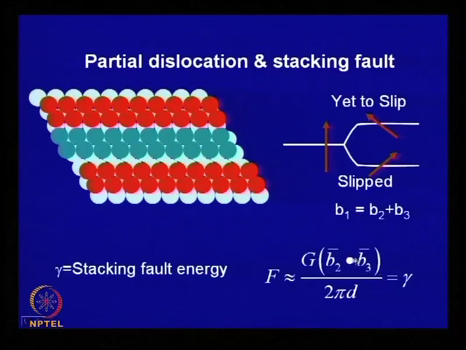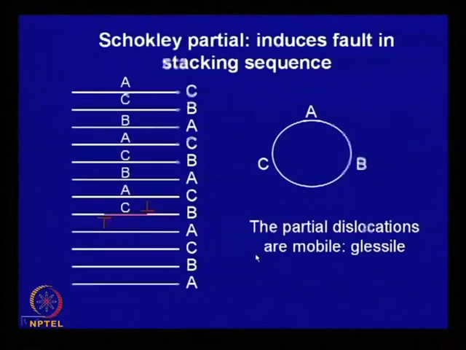We call this energy the stacking fault energy, and it is possible to calculate it. We will see later how dislocations can be seen in a transmission electron microscope. These partial dislocations can be seen, and if you can find out the distance between the two partials, it is possible to estimate the stacking fault energy.